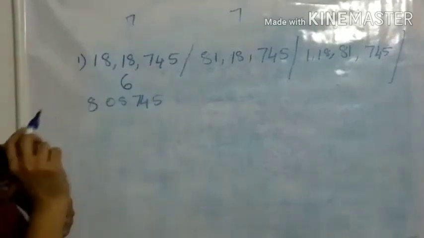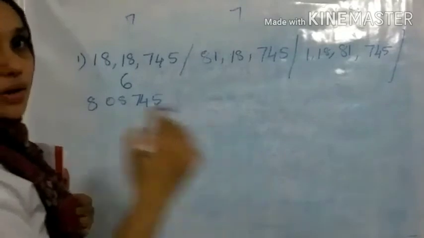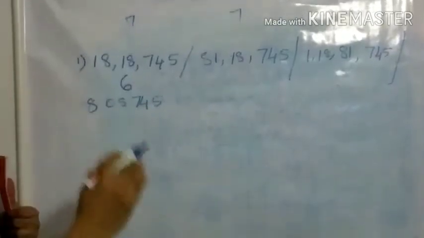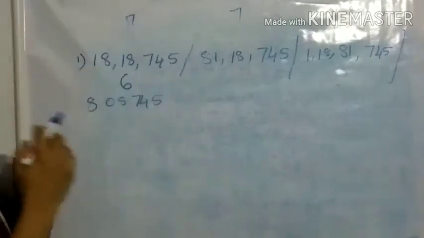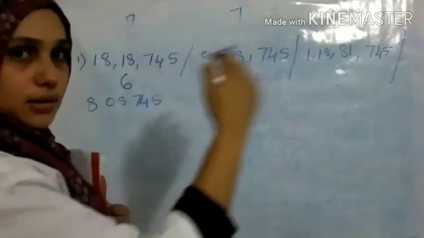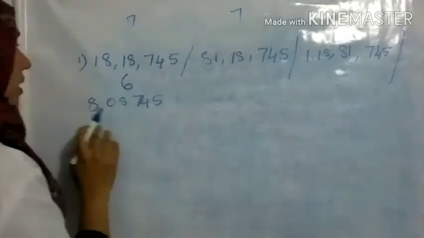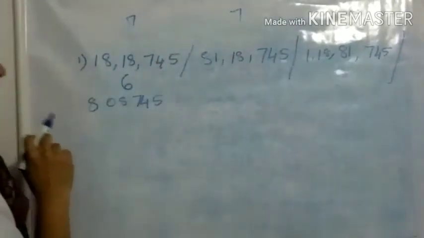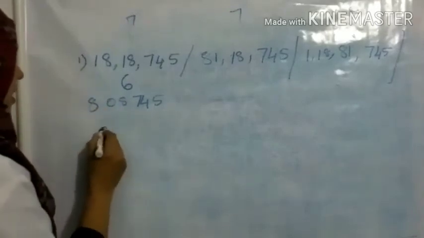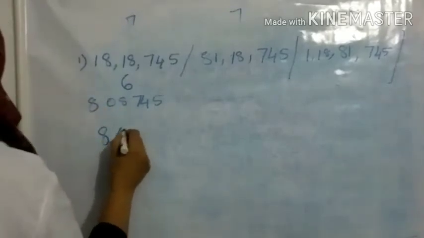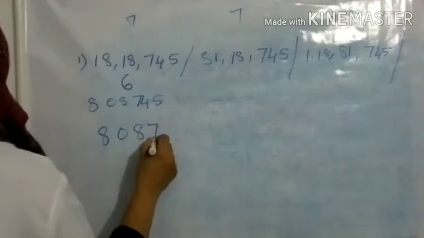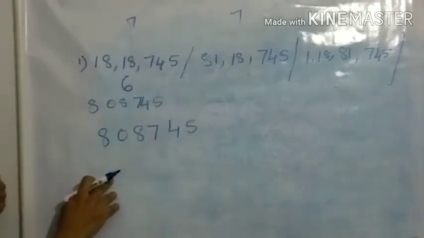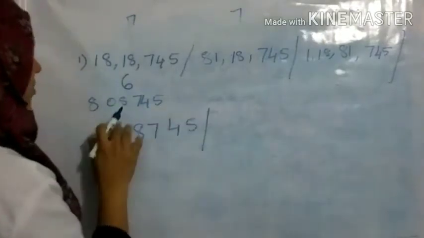Ascending order means increasing order. Then first we write the small number, then the next greater number, then the next greater. That's the way. Okay. Then take the number of digits. Which one has fewer digits? This one. Then first write 8, 0, 8, 7, 4, 5. This is the first number.